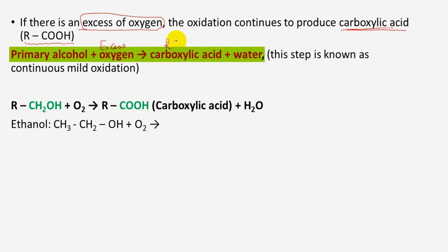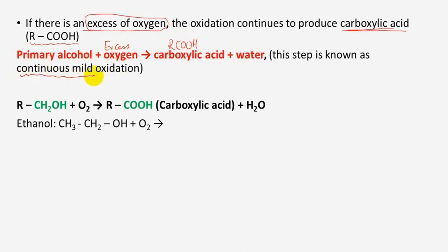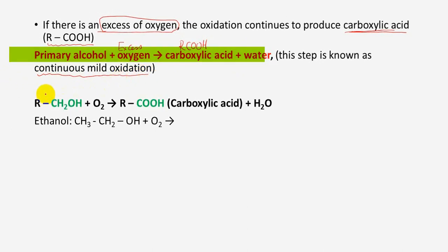The alcohol will change into another organic compound which has a general formula R-COOH, and in addition to this, the other product is water. This reaction is known as complete mild oxidation. If we write the equation of a complete mild oxidation of a certain primary alcohol, it will change into a carboxylic acid.